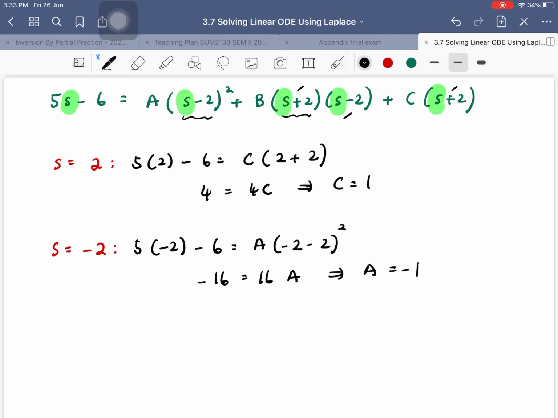Okay, so next, I already found my two constant values, which are C equal to 1 and A equal to negative 1. I need to find the value of B.